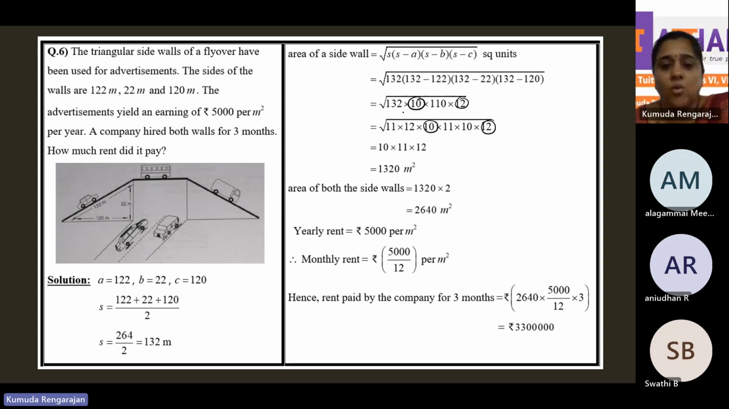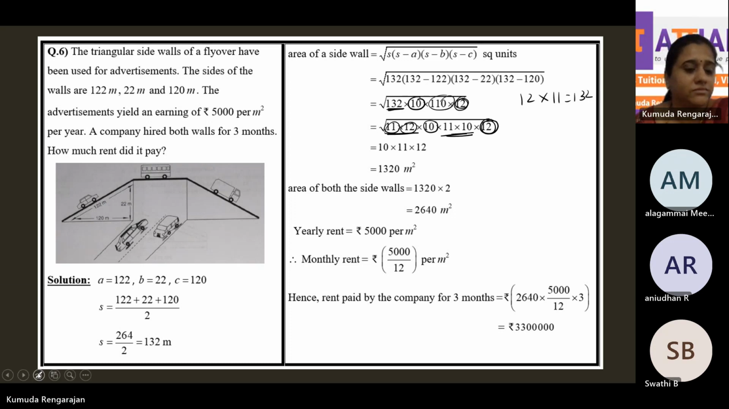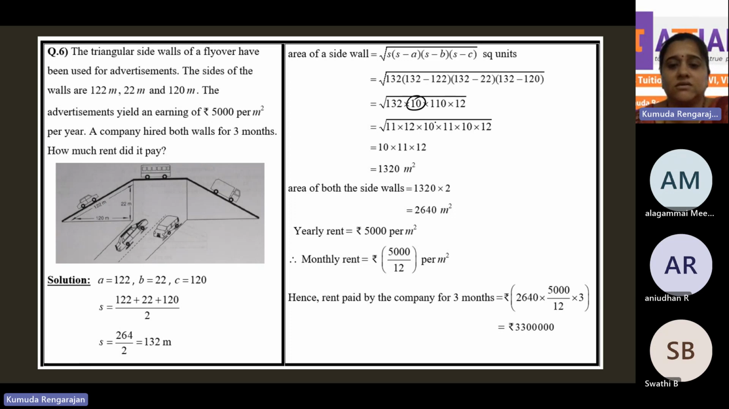Please look at the board. 132 is written as 12 elevens, or 11 twelves. 132 is 12 into 11. You can see the 12 here, right? The 12 as it is. Write 132 as 12 into 11, and then write 110 as 10 into 11. Correct? So where is this 10 here? Where is this 12 here? What about 110? It's 11 into 10. What about this 132? It is 11 into 12.